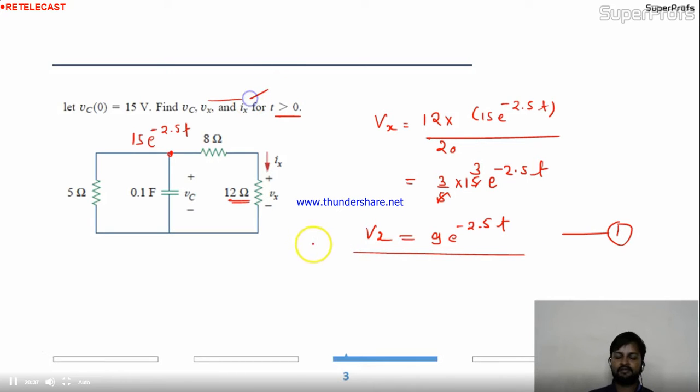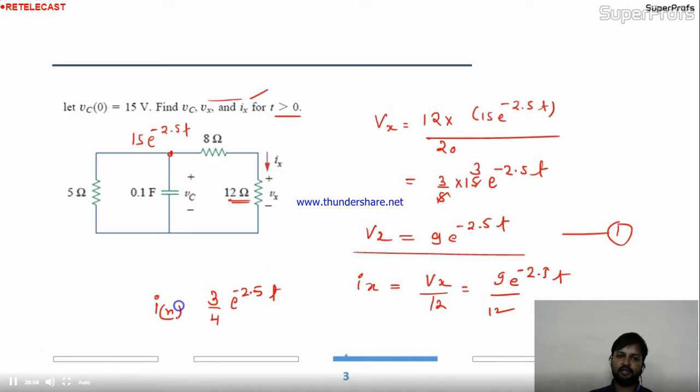Now he is asking for the Ix also. So Ix, you have by Ohm's law, Vx divided by 12. So Vx is 9 e to the power minus 2.5t divided by 12. This is nothing but 3 by 4 e to the power minus 2.5t. This is nothing but Ix, in ampere, and the other is in volt. Okay, this is all about this question. Come to the next.